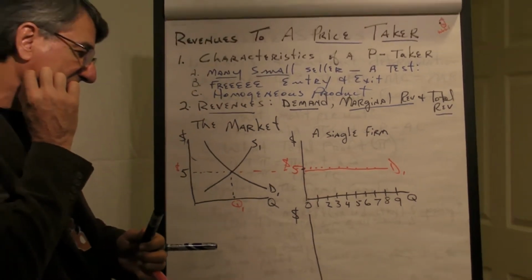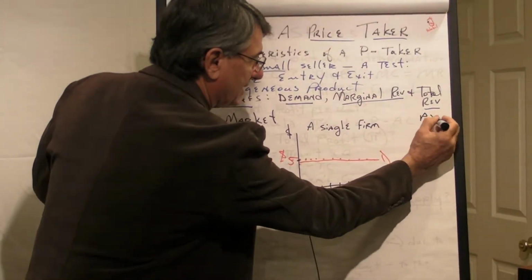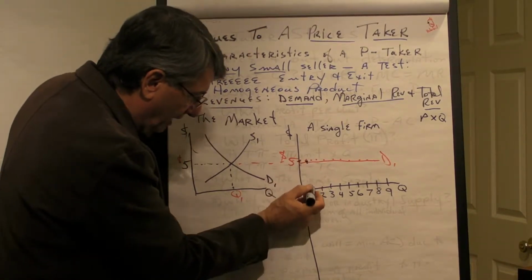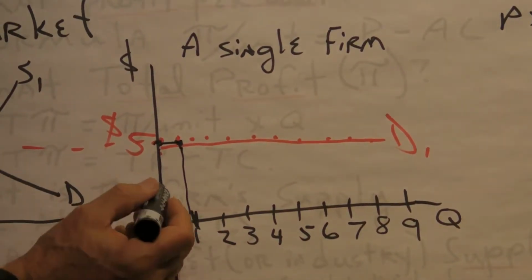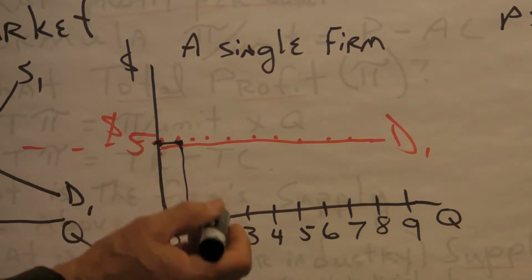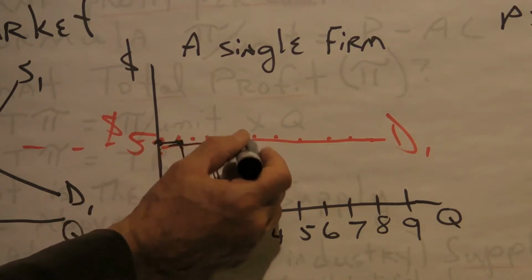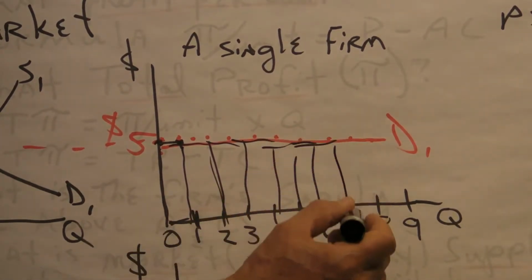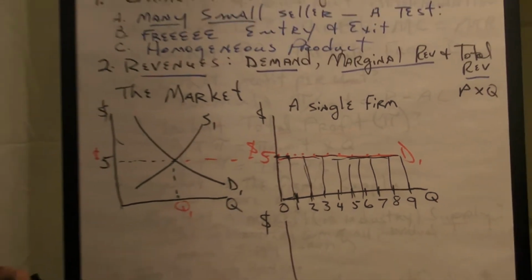Now, to figure out what is total revenue, well, total revenue, you'll recall, is price times quantity. So when the firm sells 1 unit at $5, this area represents the total revenue when they sell 1 unit. It's $5 high and 1 unit wide. When they sell 2 units, their total revenue is 2 times 5. When they sell 3, it's 3 times 5, etc. So the total revenue increases by exactly $5 every time they produce and sell 1 more unit.